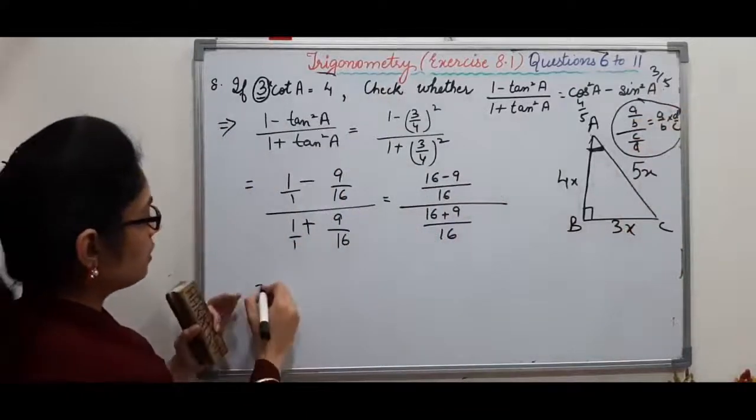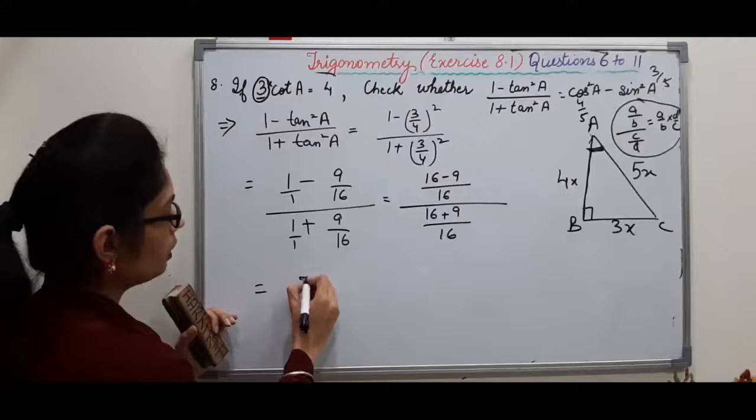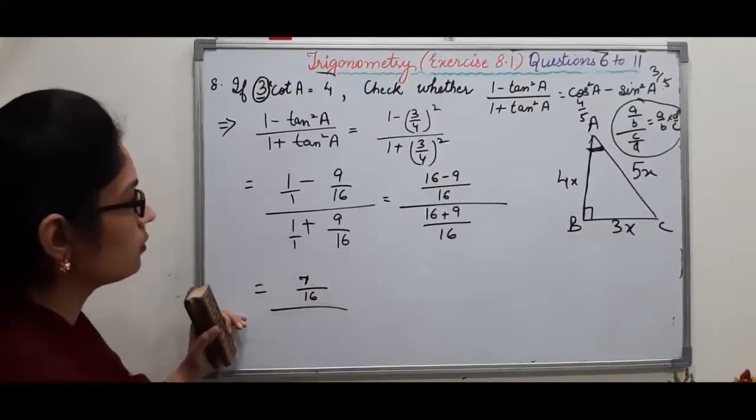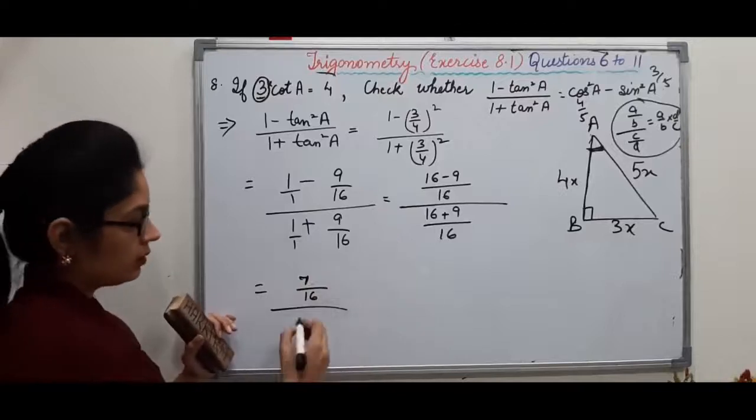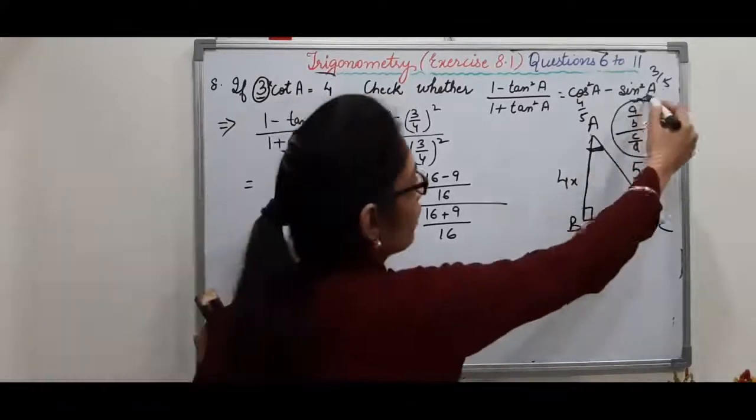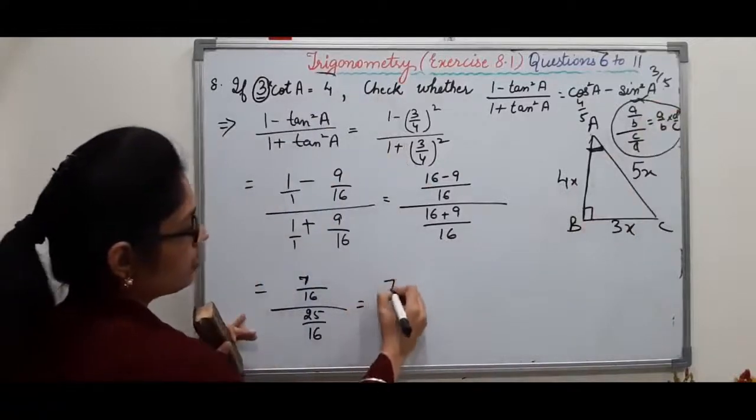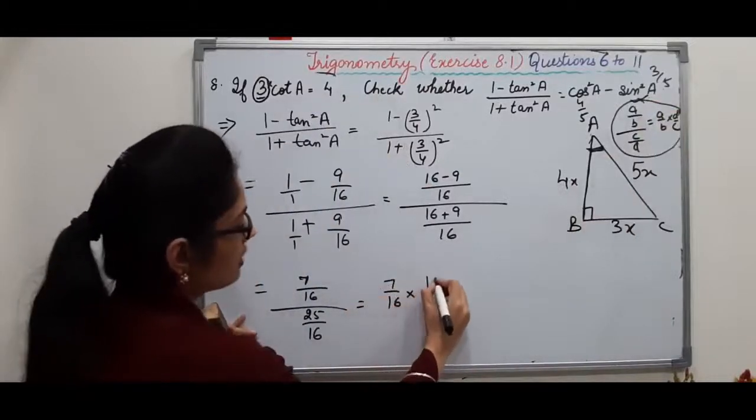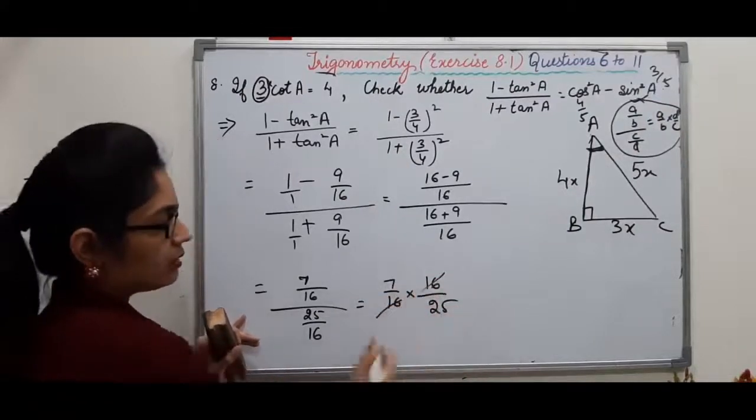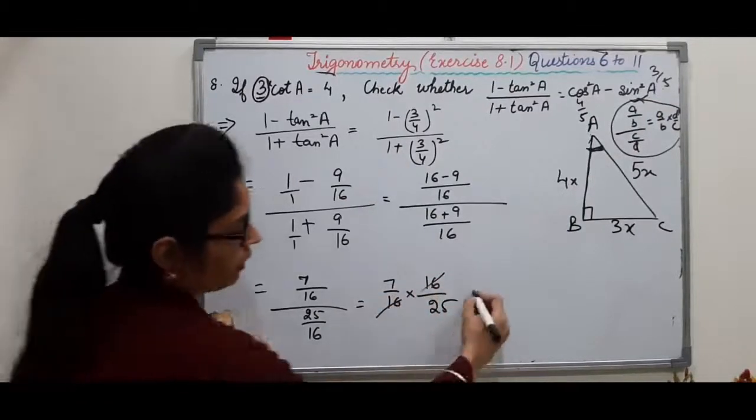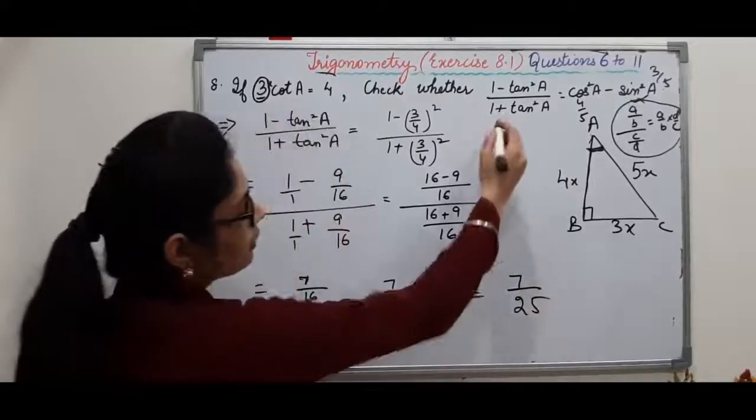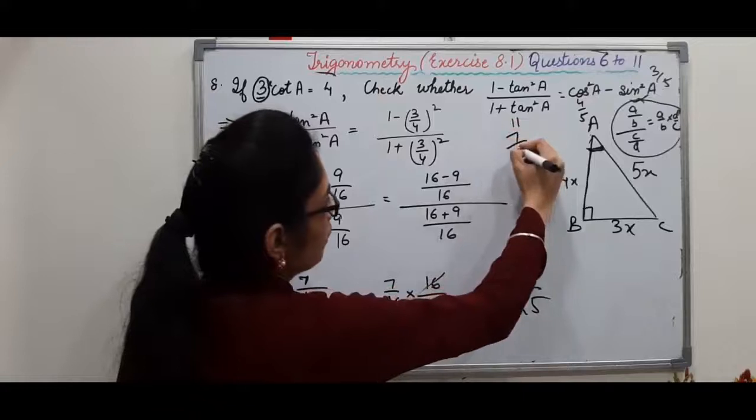So 16 minus 9 is 7, so 7 by 16. 16 plus 9 is 25, so 25 by 16. See, this form we got now. We can write in this way: 7 by 16 into 16 by 25. So this 16 and this 16 will get cancelled, and we will get 7 by 25. So this thing we got equal to 7 by 25.